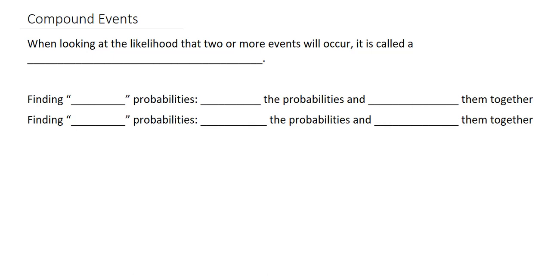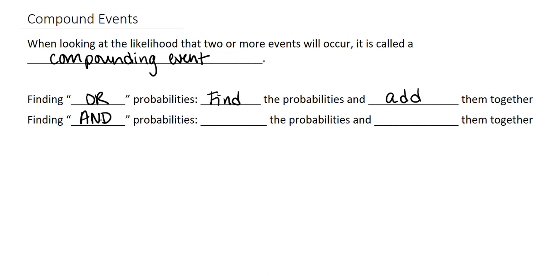Compound events. When looking at the likelihood that two or more events will occur, it is called a compound event. When we're finding OR probabilities, we're going to find the probabilities first, and then we're going to go ahead and add them together. But when we're finding AND probabilities, we're going to find the probabilities first, and then we're going to multiply them together. So this will make more sense in the examples.